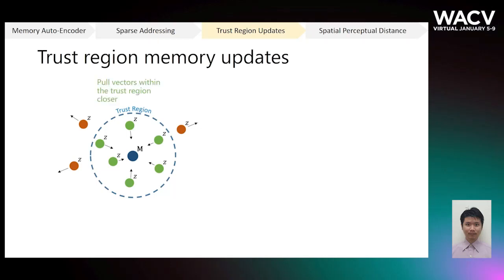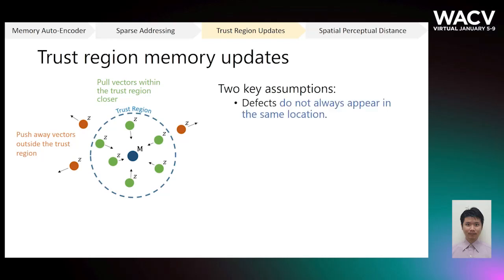The idea is to pull vectors within the trust region closer to the memory slots, but push away everything outside it. There are 2 key assumptions for this to work. First, defects should not always appear in the same location. This significantly reduces the proportion of defects on the patch level. Second, normal data should have regularity in appearance, making it easier to reconstruct normal in the early stages of training. This means that normal samples are initially mapped closer to the memory slots than defective samples.